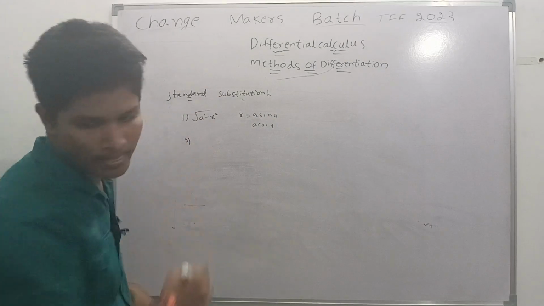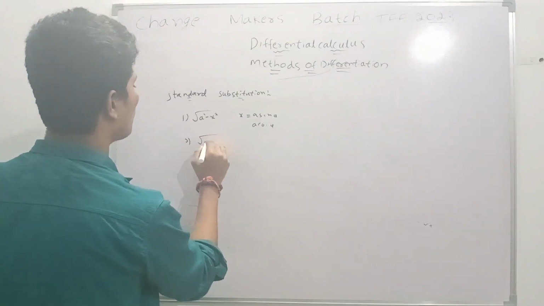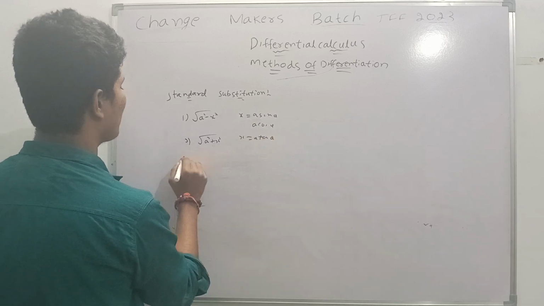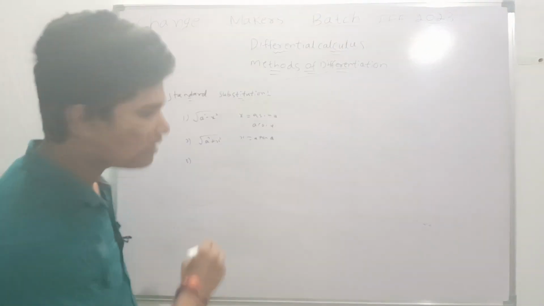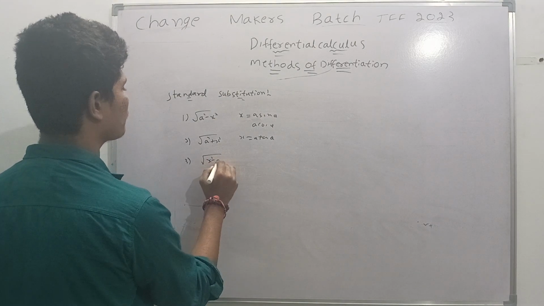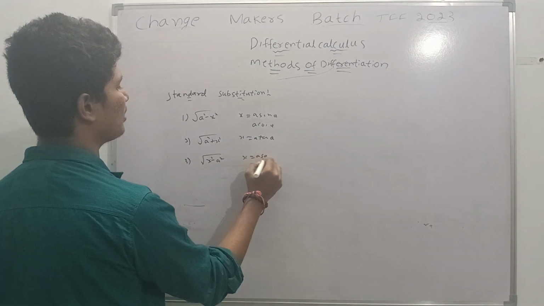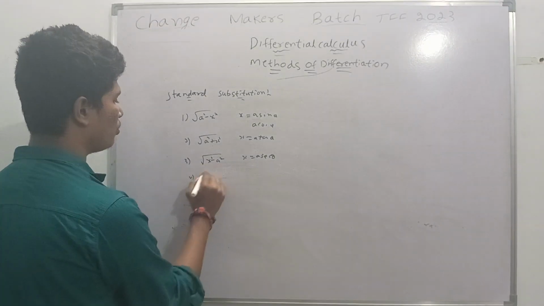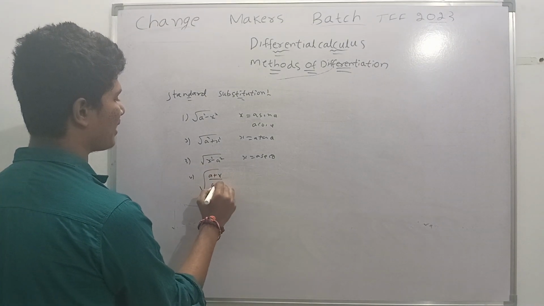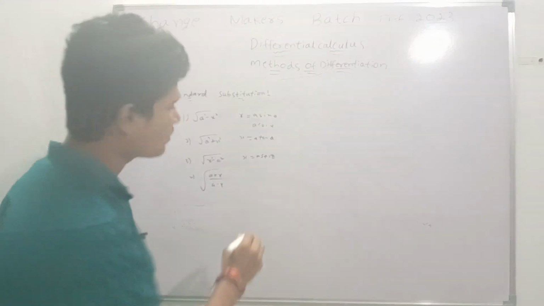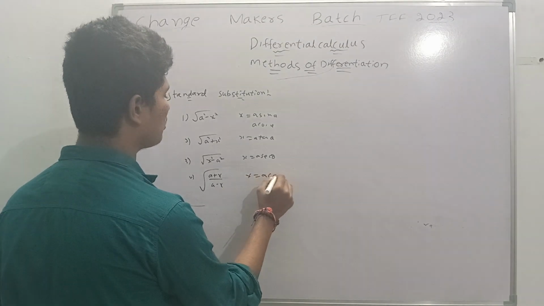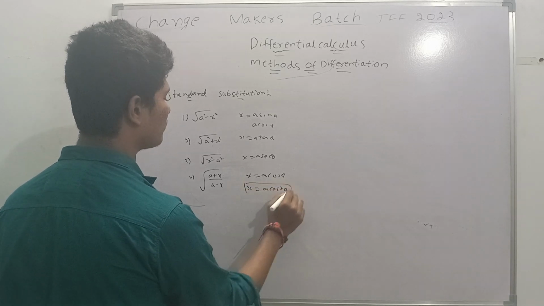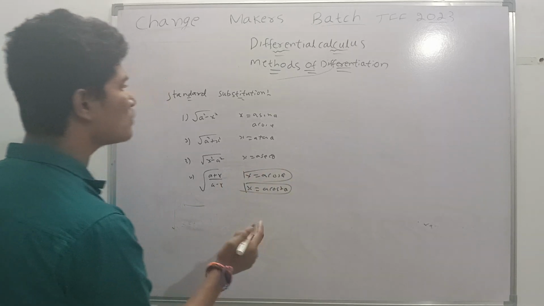Next, second: for root of a square plus x square, x equal to a tan theta. Third, for root of x square minus a square, x equal to a sec theta. And at the last, for root of a plus x divided by a minus x, we have to use x equal to a cos theta, or we can use x equal to a cos 2 theta. It is your wish. You can use either.